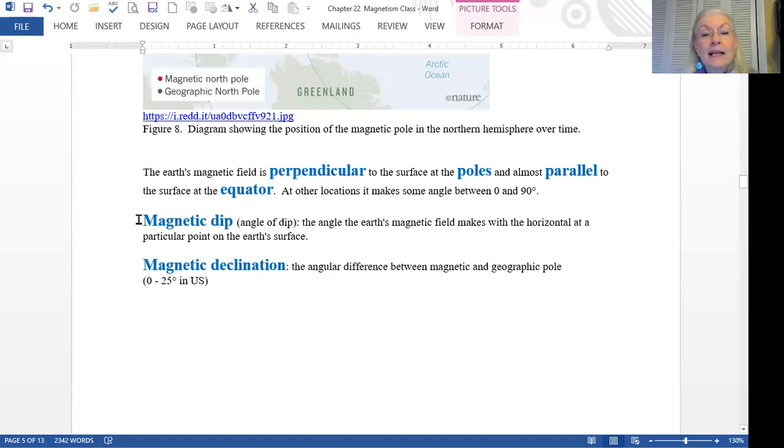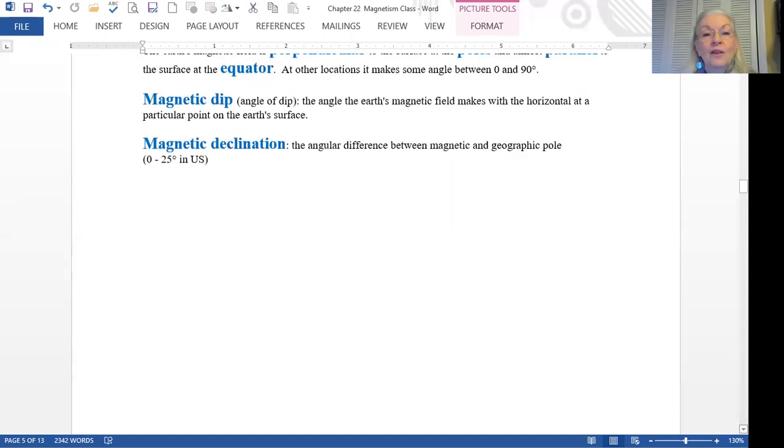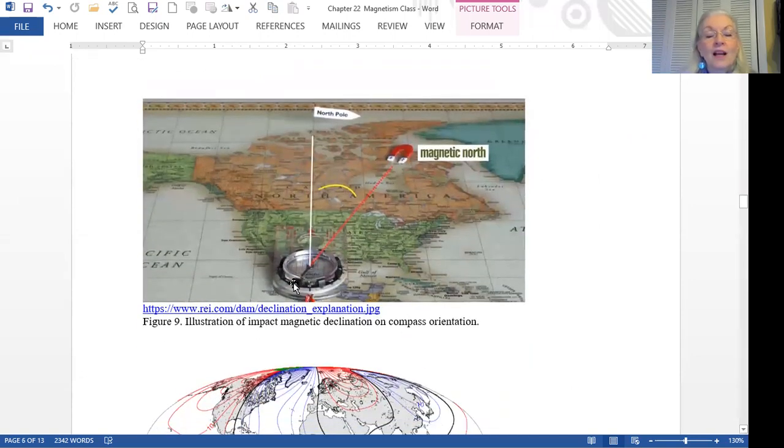So the magnetic dip is the angle between the Earth's magnetic field and the horizon. We're actually not going to use that, but it is important for you to know what magnetic declination is. That's the difference between the magnetic and the geographic pole. So it's between what your compass says is north and what in reality is north. If you had a compass and it lined up, it's going to line up with the magnetic direction.